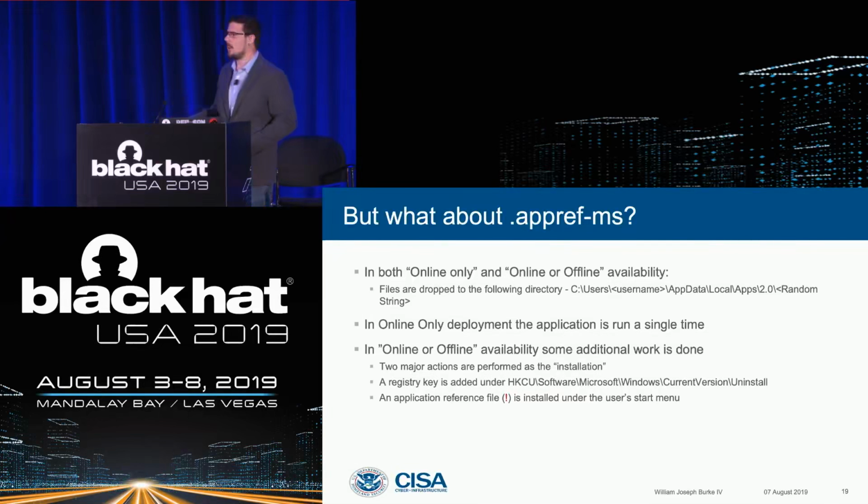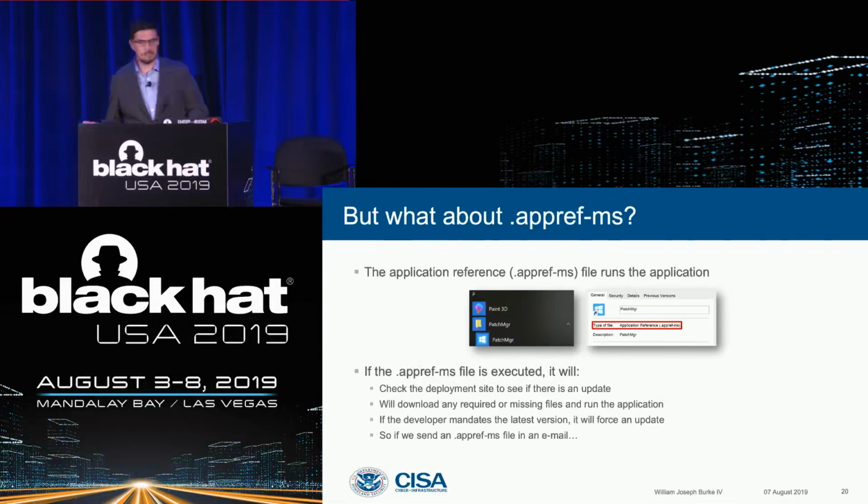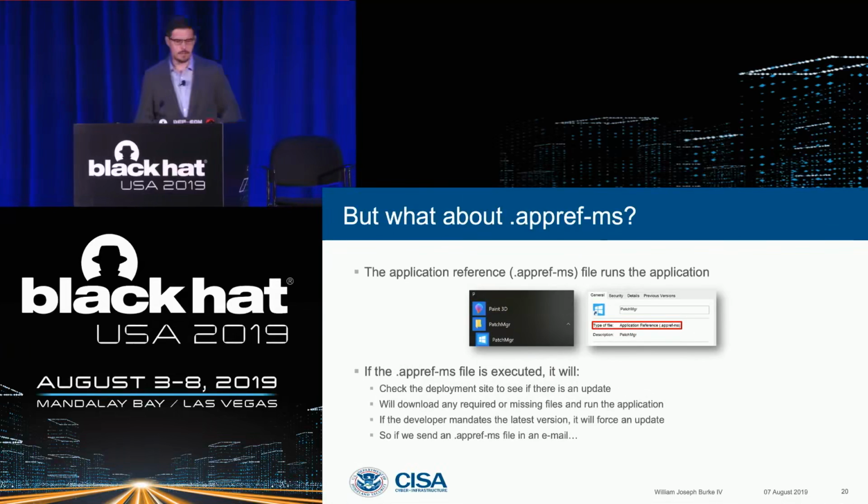However, in online or offline, that's meant to be for more persistent usage. So you're running it somewhat regularly. And in that instance, it not only pulls the files down to a temp directory and fires off the application, but it does make two pretty significant changes as well. So one thing is, as part of the installation process, it adds a registry key under the uninstall tree so that the end user would be able to go to the uninstall GUI and use that to uninstall the application. And also it adds a shortcut, an application reference file or Appref MS file, under a folder in the user start menu. So these are some pretty noticeable changes, but we'll talk about those in just a minute.